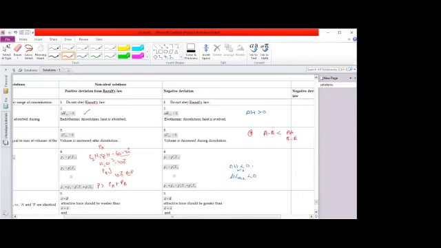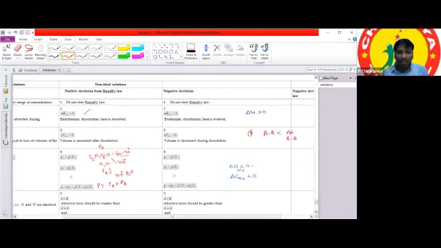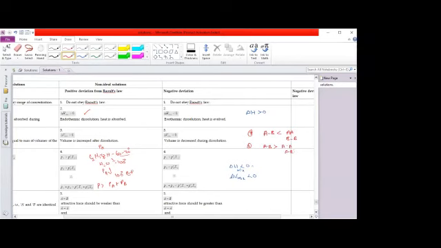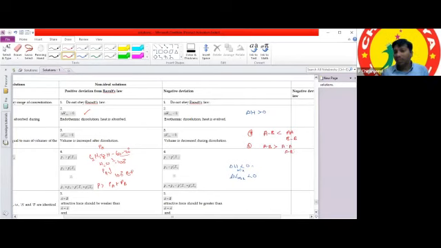Negative deviation? Positive deviation. Very good. Positive deviation, here only it is that. Because in positive deviation, AB intermolecular attraction forces are weaker than those of AA and BB. Same question slightly modified. If AB intermolecular attraction forces are greater than those of AA and BB, which of the following solutions? Positive, negative, and ideal. Negative deviation, non-ideal solution.